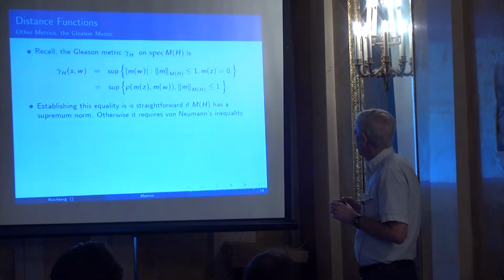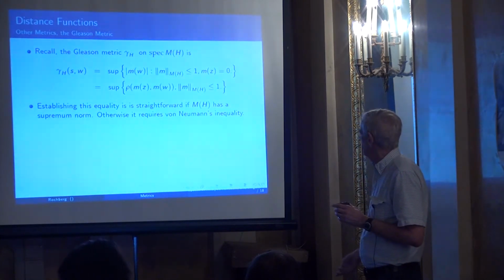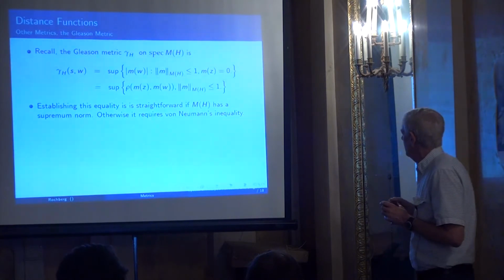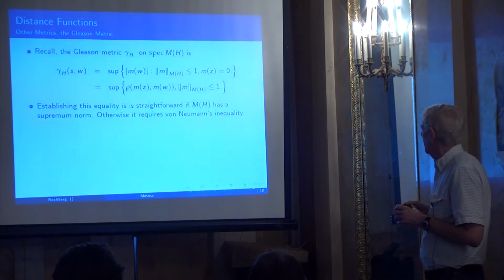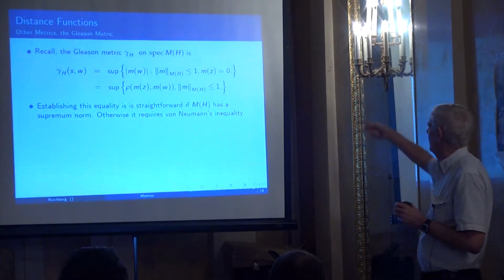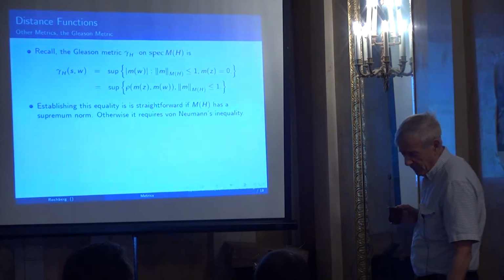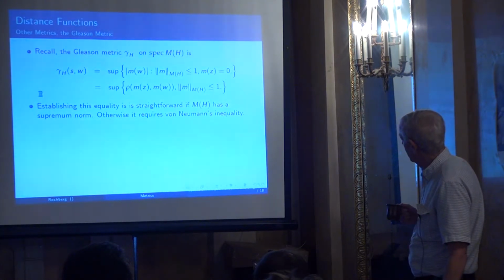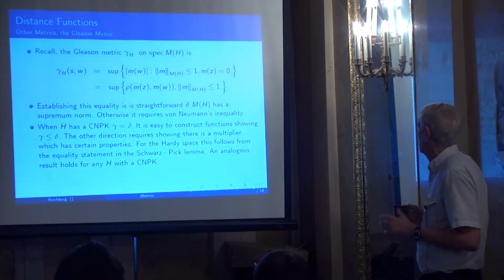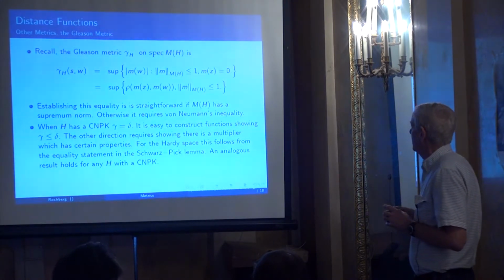Otherwise, you want to show that a multiplier of norm 1 composed with a linear fractional map gives you another multiplier of norm 1. That seems to be a version of von Neumann's inequality, which I mention only because it's not completely transparent that these two quantities are equal to each other. Anyhow, when you have a complete Nevanlinna-Pick kernel, it's exactly the statement that these are also equal to that function delta.